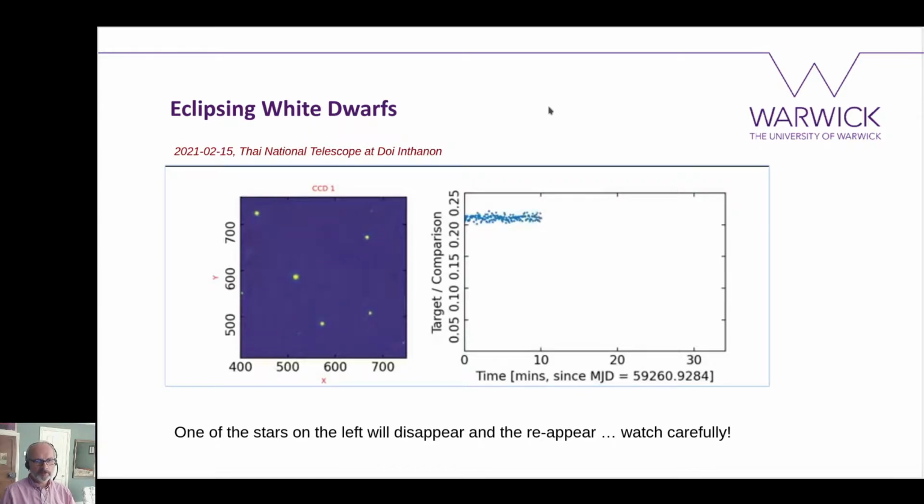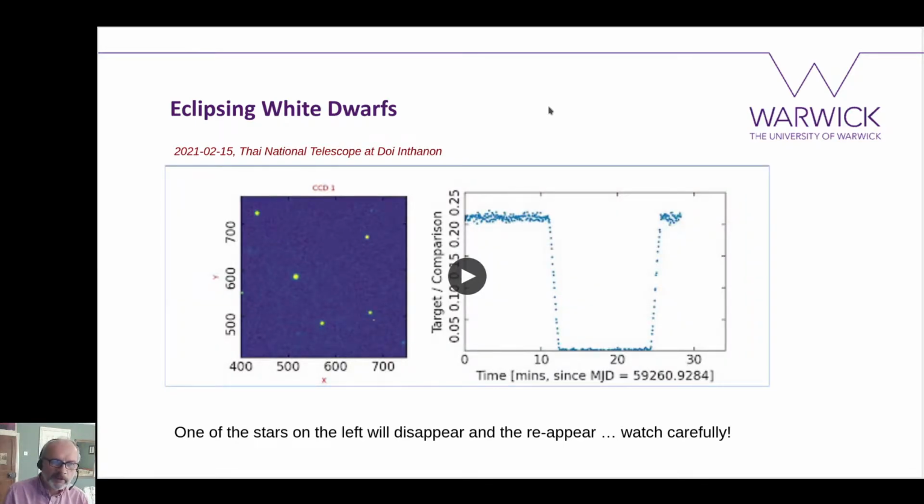So this is a star that most of the time is very constant, but then it disappears and it will reappear soon, so look out. And once it comes out, it's constant again. So note how this is an eclipse of a white dwarf.